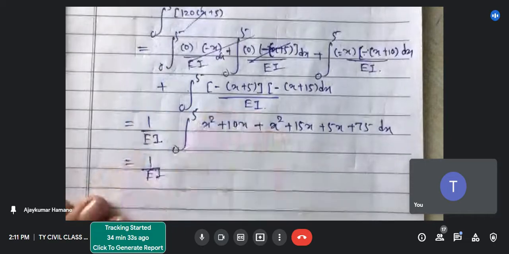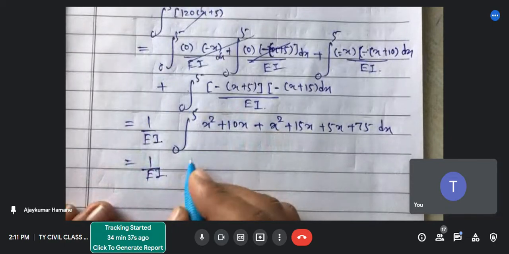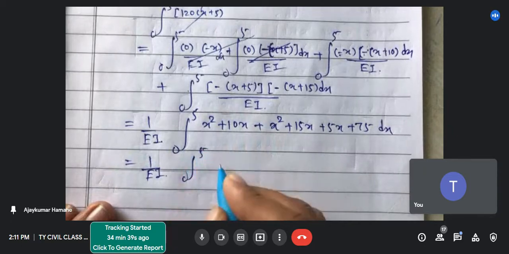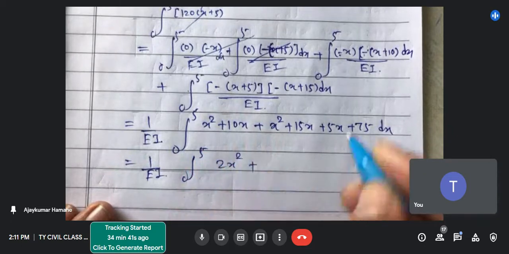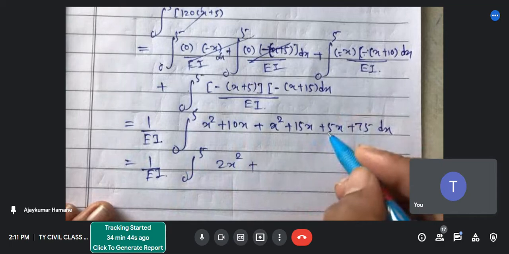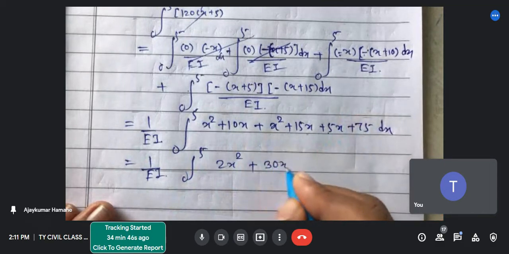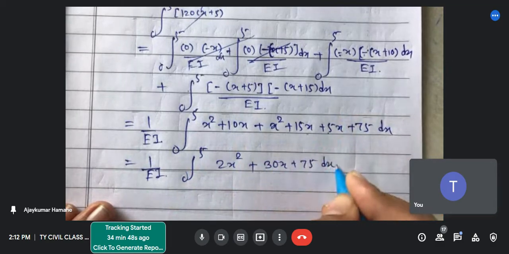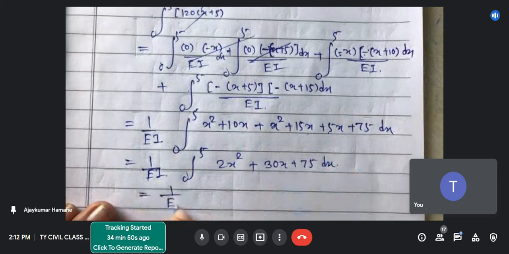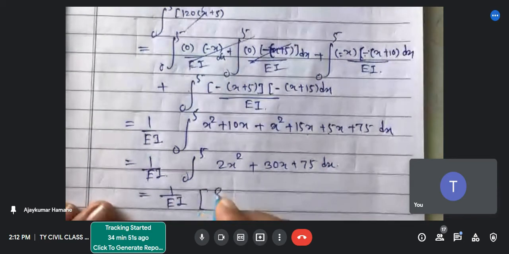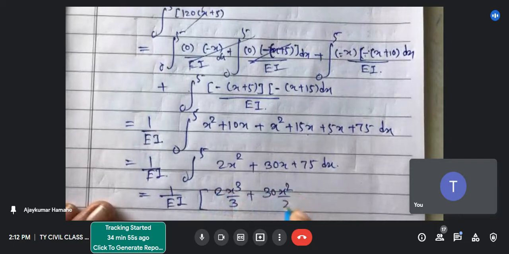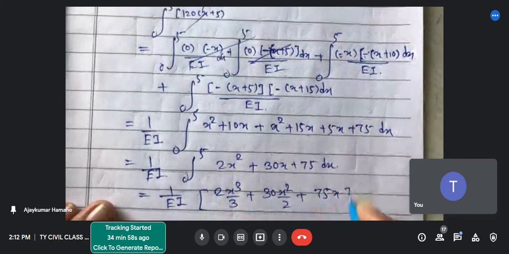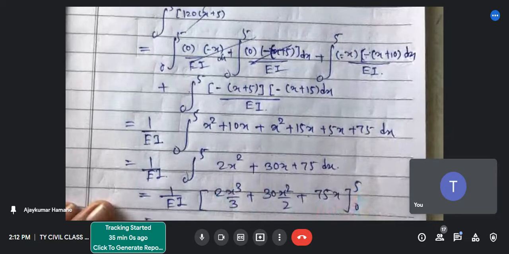So here it is a lengthy procedure, we have to solve the integration, but it is a very easy method. 0 to 5, 2x square plus 30x plus 75 dx. So 1 by EI in bracket, 2x cubed divided by 3 plus 30x square by 2 plus 75x, 5 to 0.